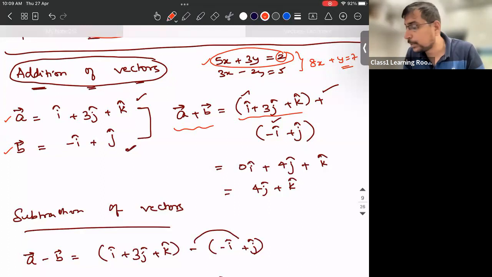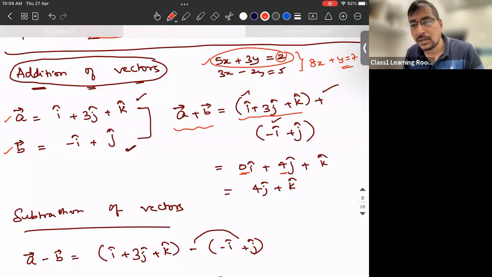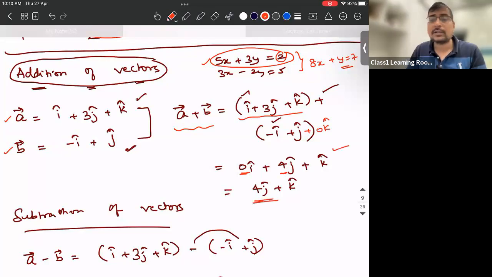So what are you going to add? You're going to add the coefficients. So i cap and minus i cap will get cancelled, and you will have 0 i cap. 3 plus 1, 4j cap. k cap has no coefficient in b vector, which actually means it is 0 k cap. So 1 is getting added to 0, and you're left with k cap. So the result is going to be 4j cap plus k cap.